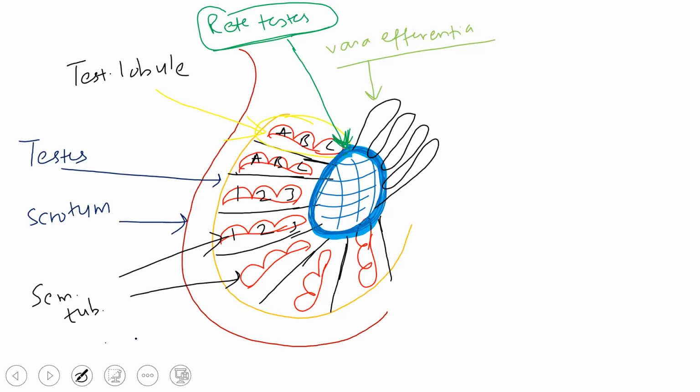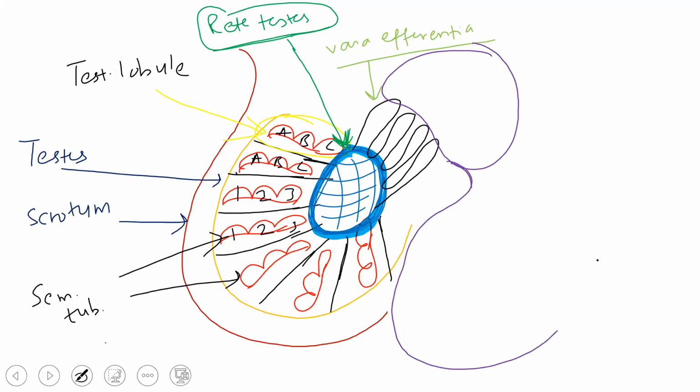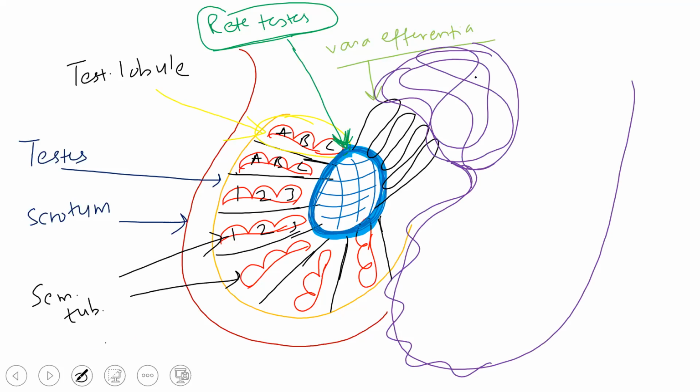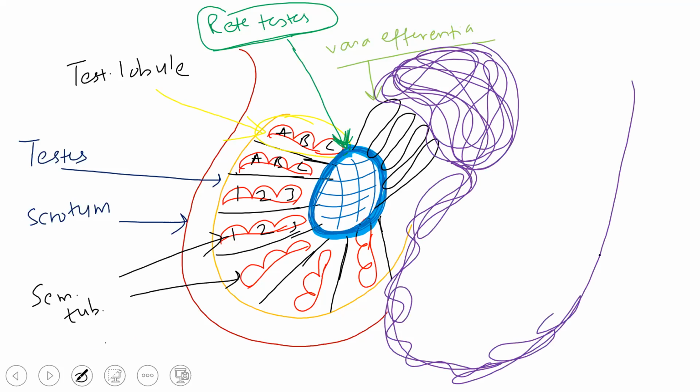epididymis which will be in contact. So this epididymis is something like this. It's a highly complex structure, which also forms the spermatic cord. So this is what we have, epididymis.